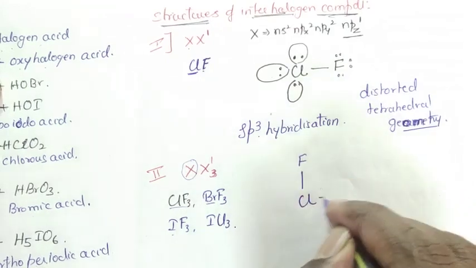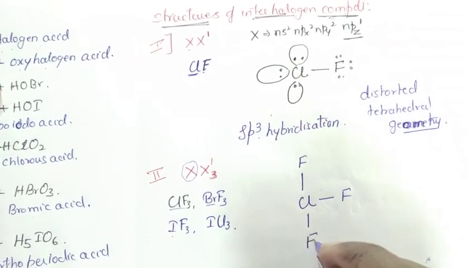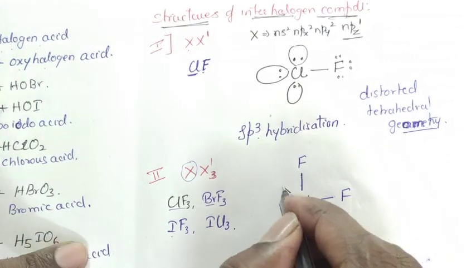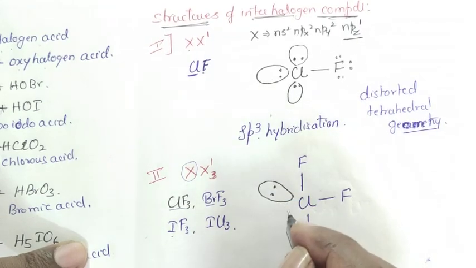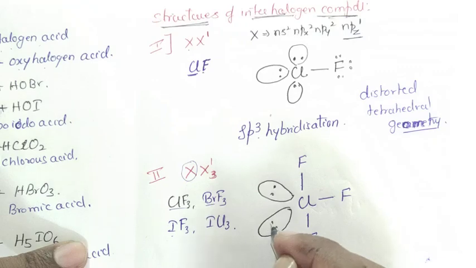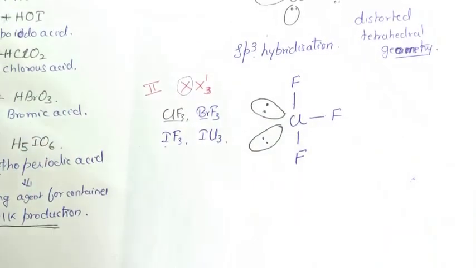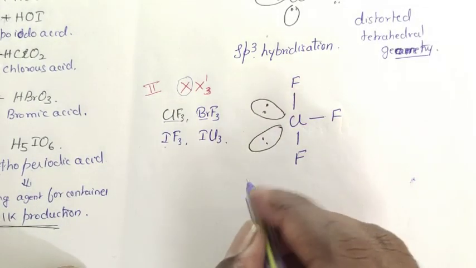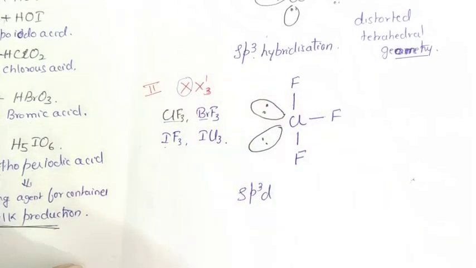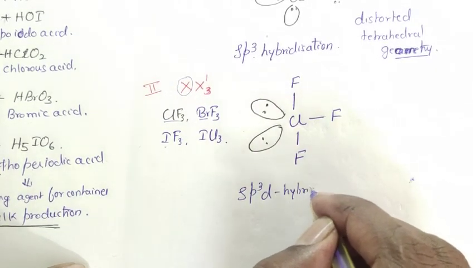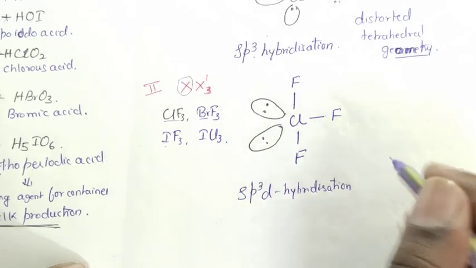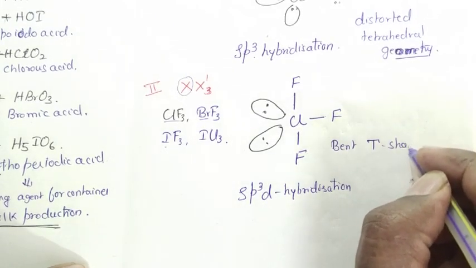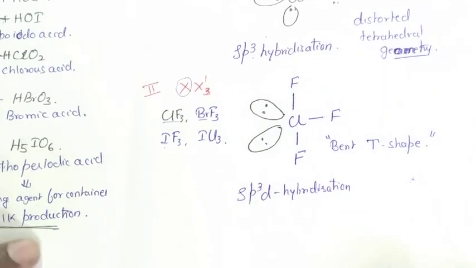Fluorine: 1, 2, 3 electrons gone out of 7, and 2 more will be in like this. 1, 2, 3, 4, 5, 6 and total 7 electrons are there. Now, what type of hybridization can it go? 1, 2, 3, 4, 5. The type of hybridization is sp3d hybridization. So what is the shape of the molecule? Bent T-shaped molecule. It has a bent T-shaped molecule.